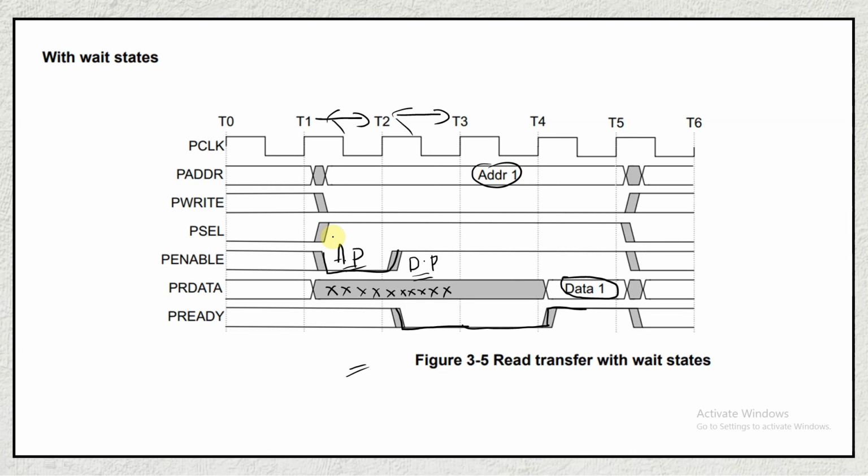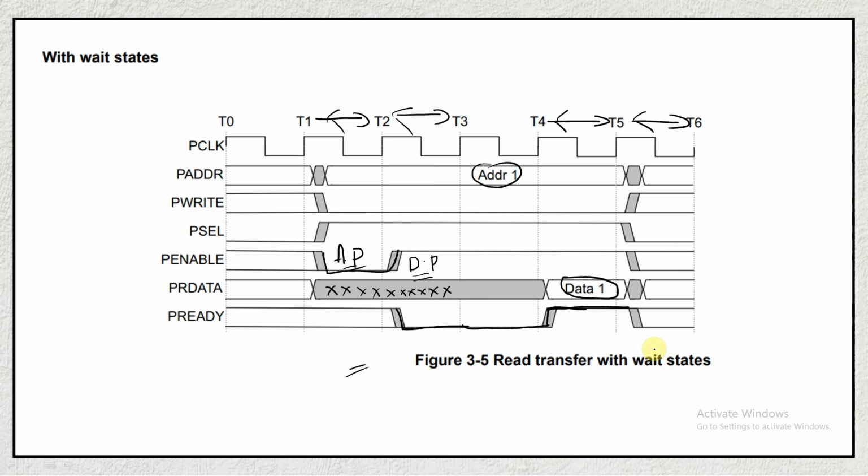And whenever your PREADY is equal to 1, in this example, in this T4 to T5 clock cycle, your PREADY was made 1, and in the next cycle, that is T5 to T6, your master is ending the transaction. So this is how we are going to perform a read transfer with wait states.